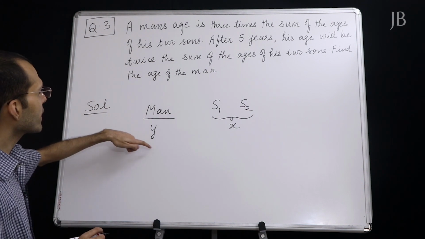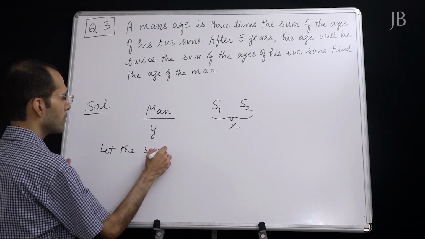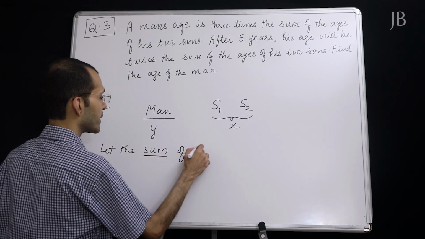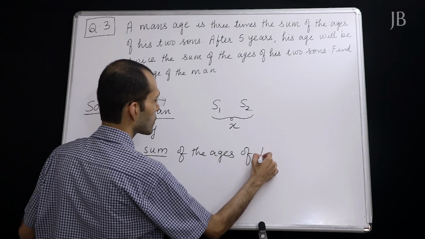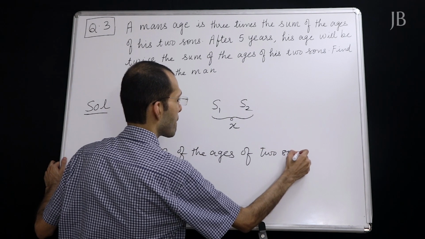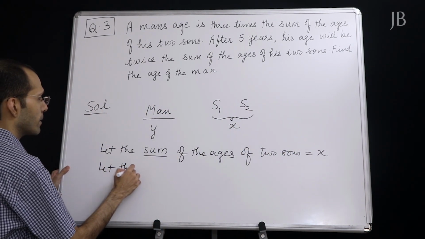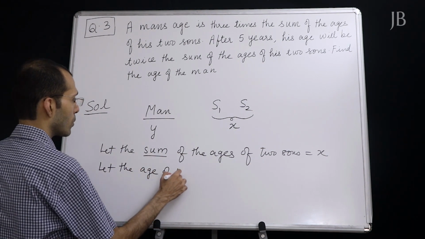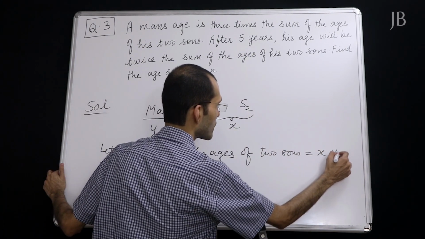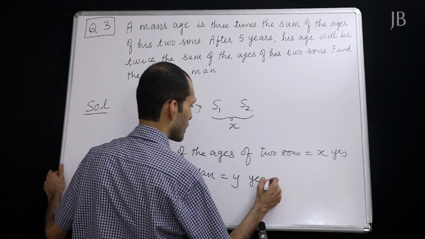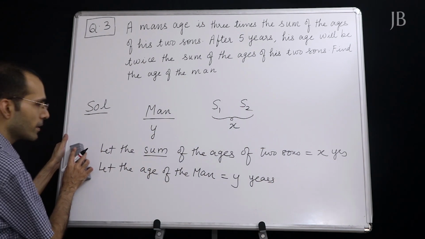Okay, so now what is the relation given? We will write, let the sum of the ages of 2 sons equal x, and let the age of the man equal y. This is x years, of course, and this is y years. This is fine. The introductory statement has been written. Now we'll erase this.